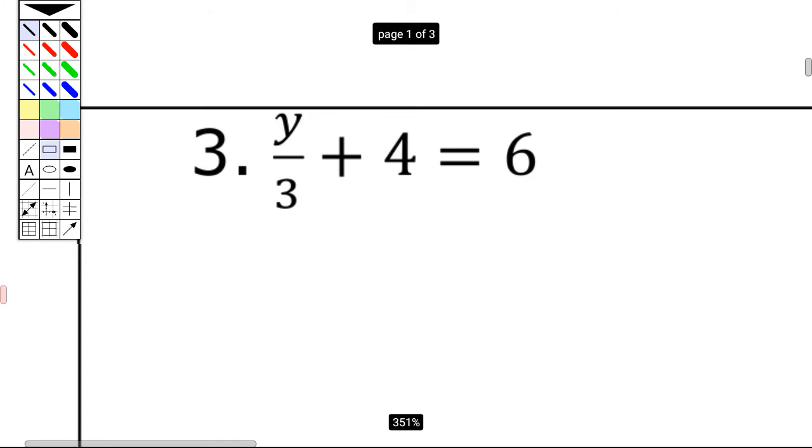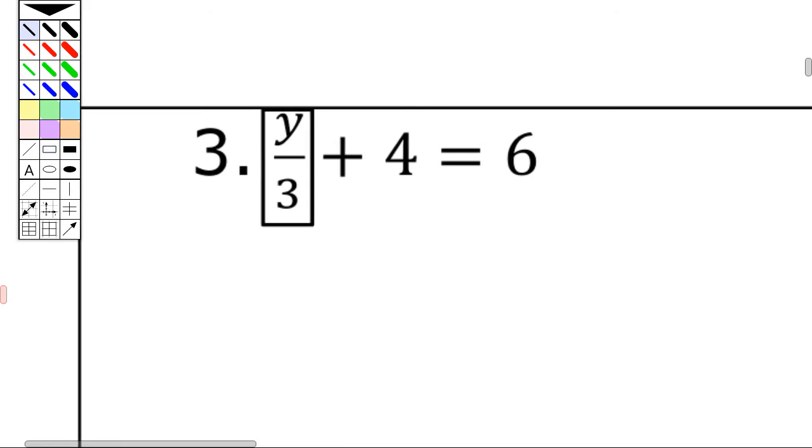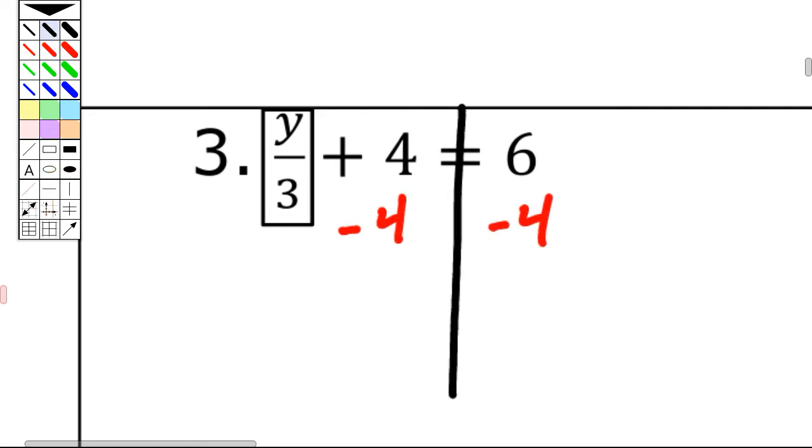Okay, first step, isolate the variable term. So we're trying to get that all by itself. So who's got to go? We've got to get rid of that 4. The opposite of a positive 4 is a negative 4. Let's subtract 4 on both sides of the equation.